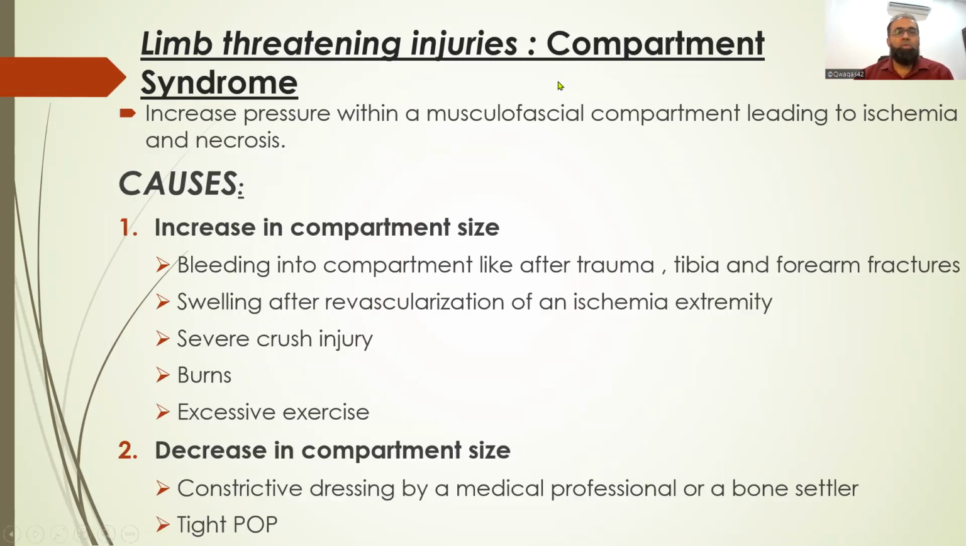So now compartment syndrome. What is compartment syndrome? It's the increased pressure in a compartment of the body, like the forearm, like the calf muscle. So what could be the causes? The compartment could increase in size. There's a covering around the muscles, so that cannot expand. But if there's something inside that increases the size, that will put pressure on the muscles. So bleeding into the compartment, severe crush injury, burns, even excessive exercise can lead to compartment syndrome.